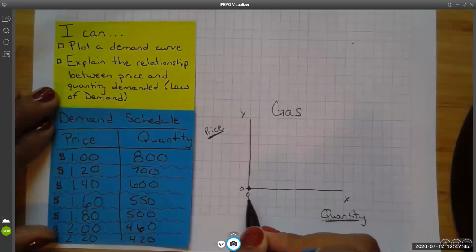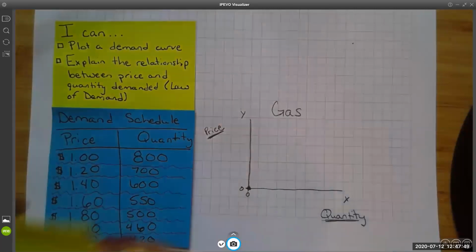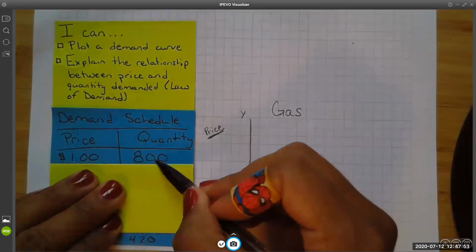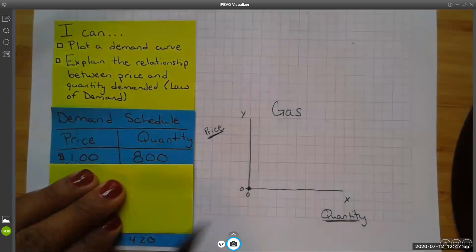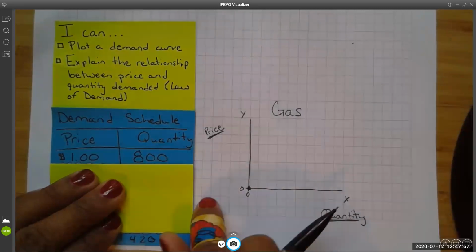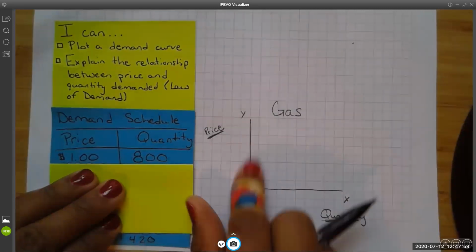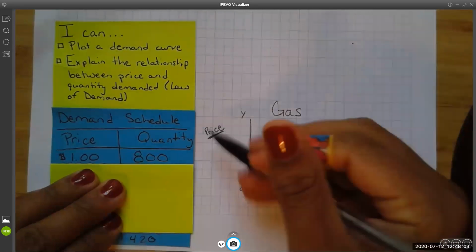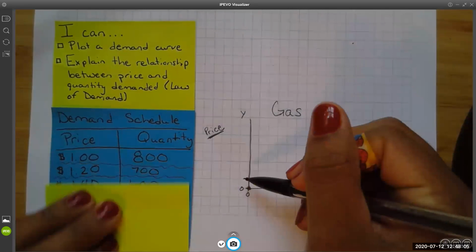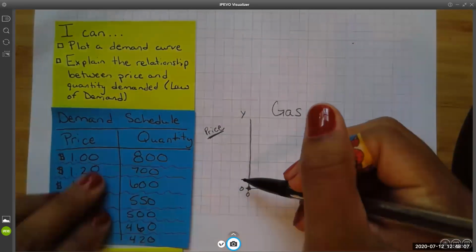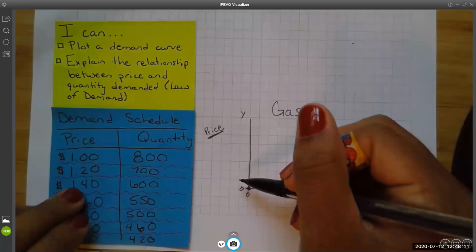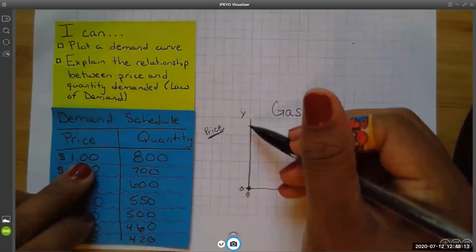So let's see. To plot, I like to go with one at a time. At $1, there's 800 quantity demanded. Well, we don't even have numbers on there, so we have to make sure we put numbers on there, because how are we going to figure out how to plot these? We know that the y-axis is the price, so we're going to start with it. We have $1 is the lowest, $2.20 is the highest, but we can't just jump to $1 because you have to go in even numbers. So you could go by 20 cents. If you do that, it's going to be up here before you even get to start to plot.